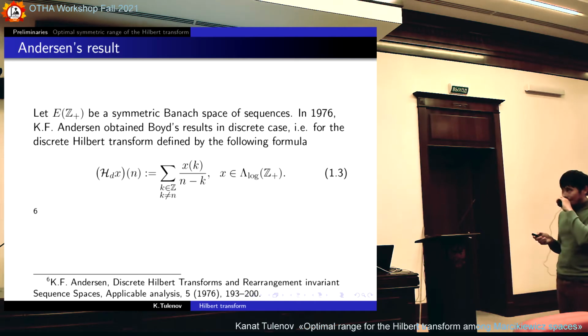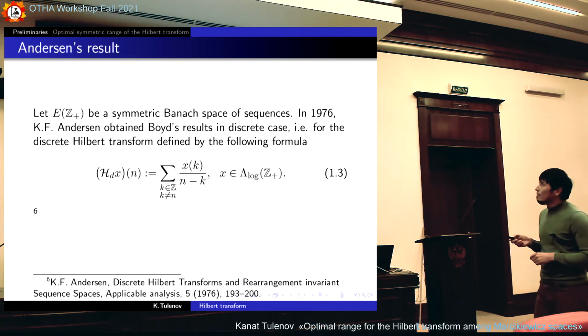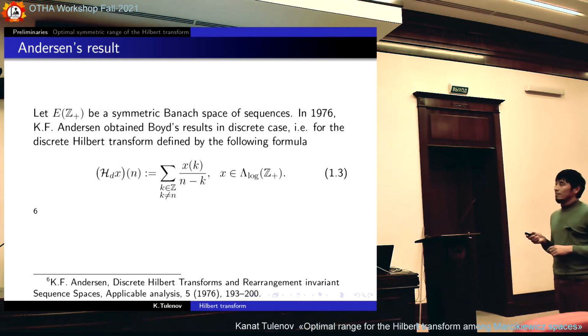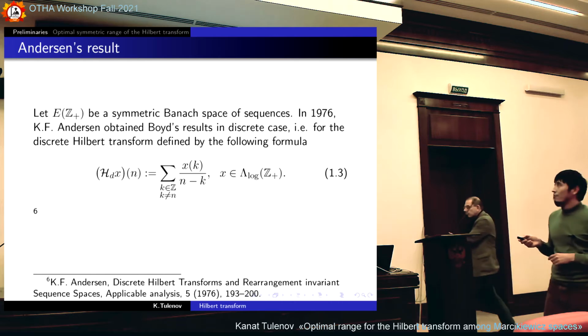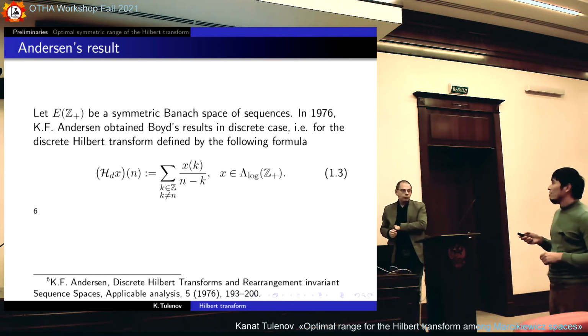So later Anderson also obtained the discrete version of the Boyd result for the following discrete Hilbert transform, which is defined by formula 1.3.